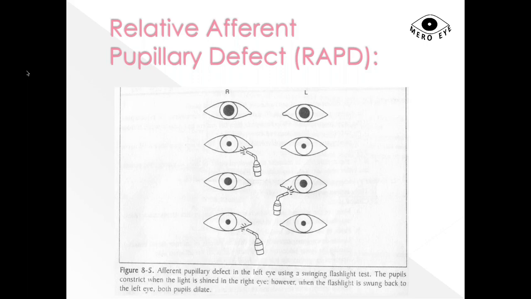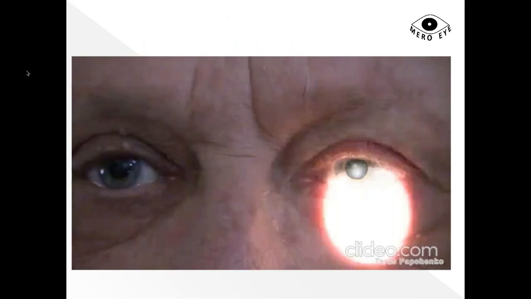So this is paradoxical dilatation of the pupil in response to light, because the left optic nerve is weak. The left optic nerve is damaged, and it cannot perceive the whole 100% of the impulse that is being given to it. So, I hope you have understood. And lastly, we'll just show it by a video.